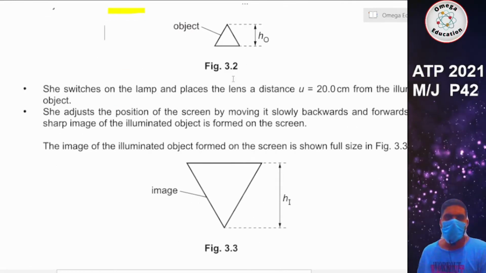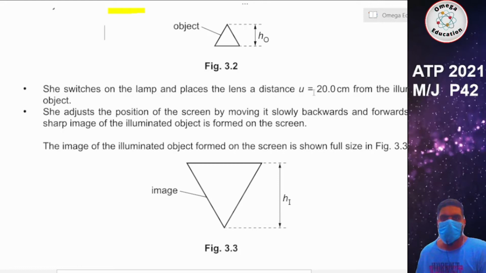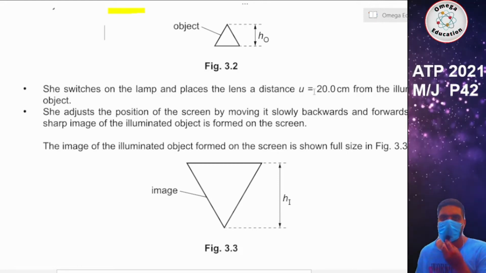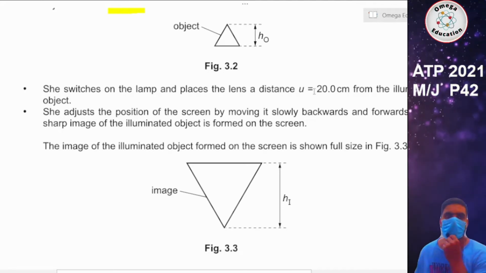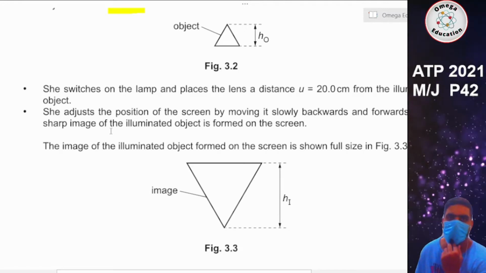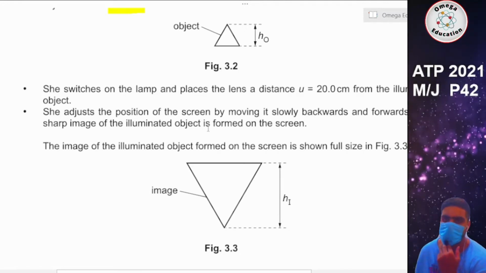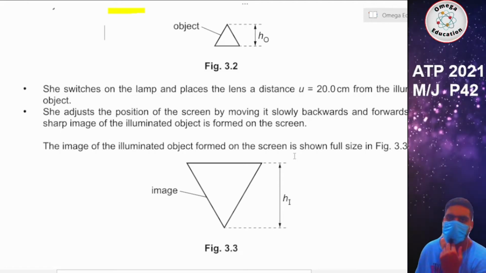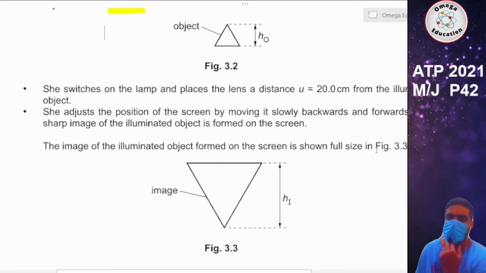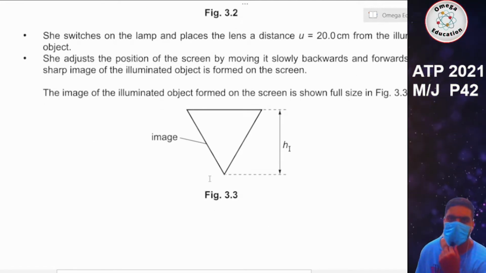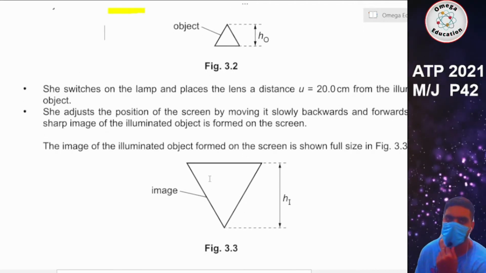She switches on the lamp and places the lens at distance u, 20 centimeter from the illuminated object. She adjusts the position of the screen by moving slowly backward and forward until a sharp image of the illuminated object is formed on the screen. The image of the illuminated object formed on the screen is shown full size in figure 3.3, and we can see the image of the illuminated object as well.